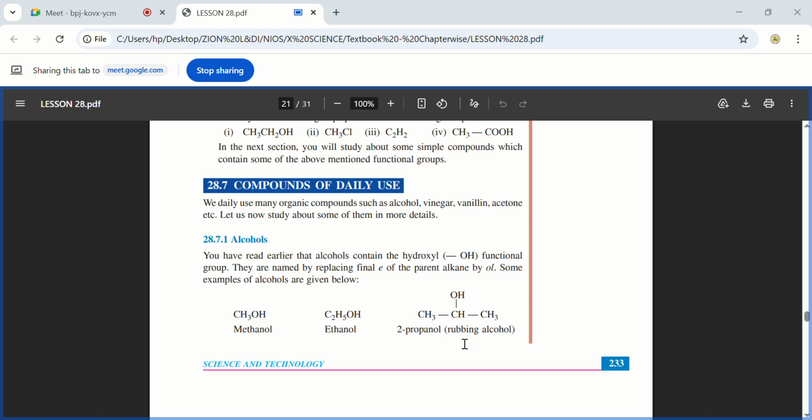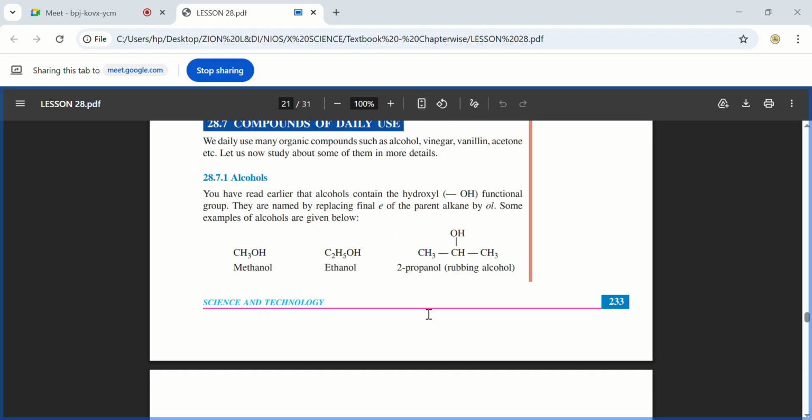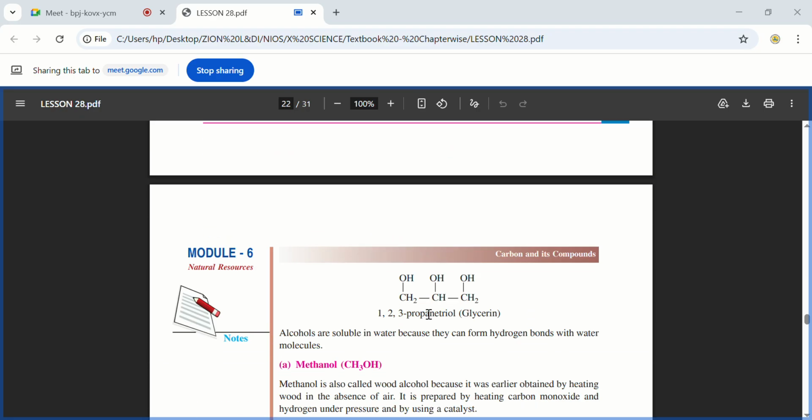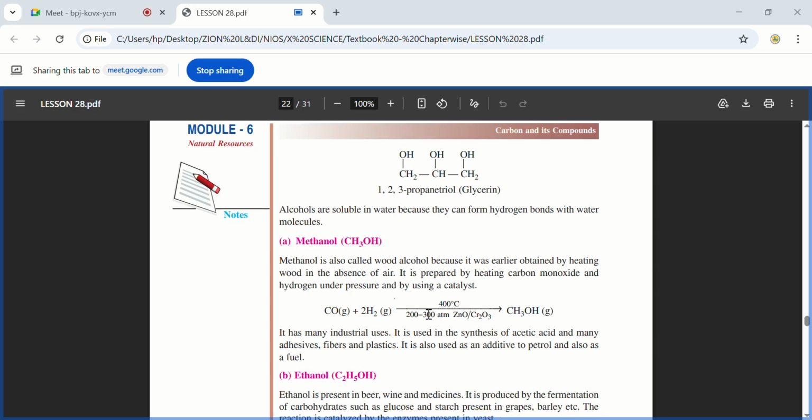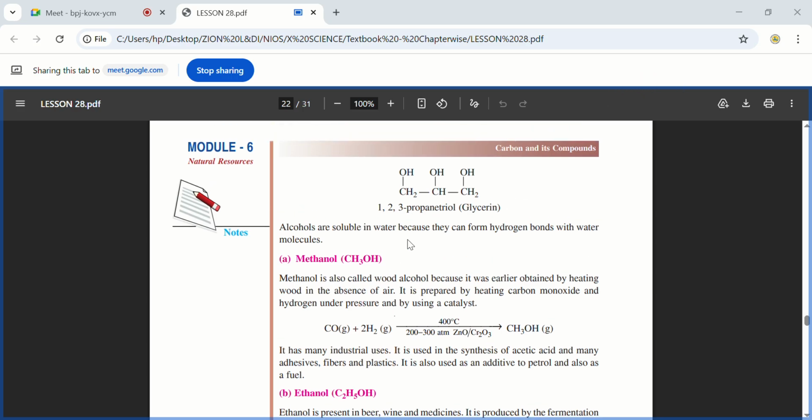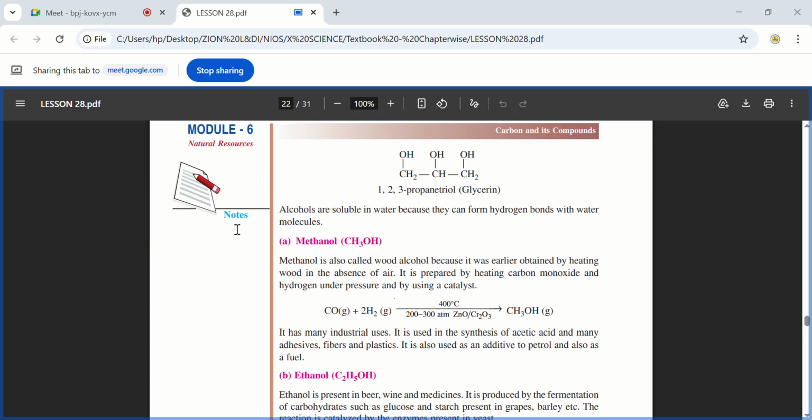CH3OH methanol, C2H5OH ethanol, and 2-propanol, rubbing alcohol, and 1,2,3-propanetriol, glycerin. Okay. Alcohols are soluble in water because they can form hydrogen bonds with water molecules. Okay, everything we already read. Only thing is, underline this: alcohols are soluble in water because they can form hydrogen bonds with water molecules. This is one of the unique properties of alcohol compounds.